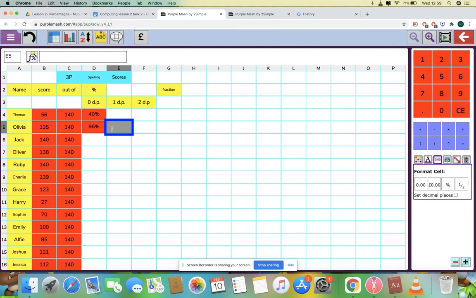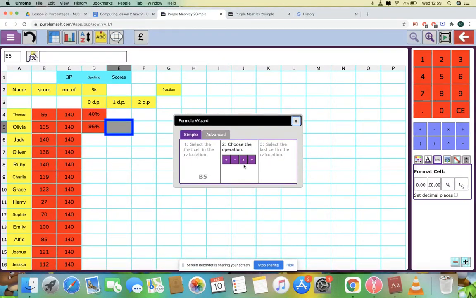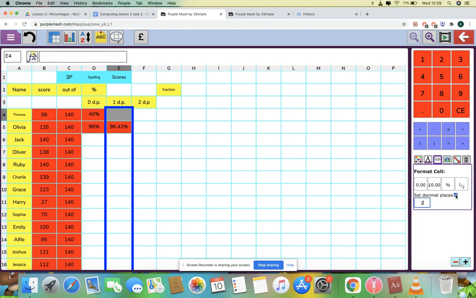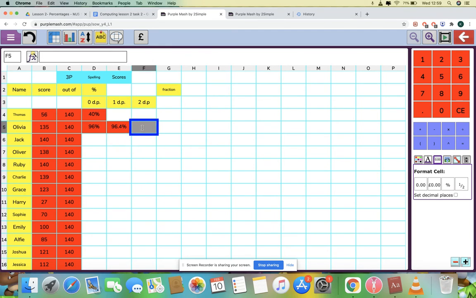Same here, if we look at 1 decimal place, I'm going to figure out my percentage again. So formula wizard, 135 divided by 140. Okay, it's giving it to 2 decimal places again. So I'm going to highlight this whole column, set decimal places, and it's going to give it to 1. It's automatically changed it there.